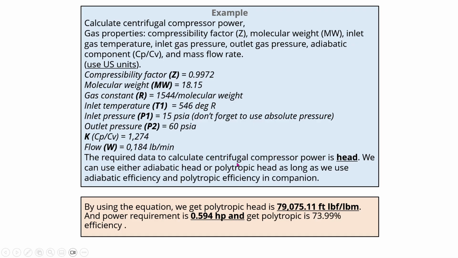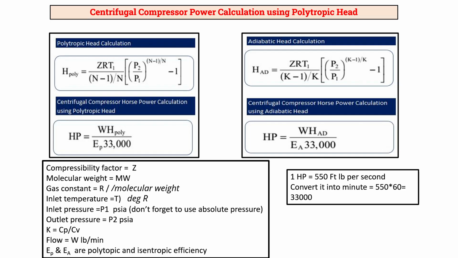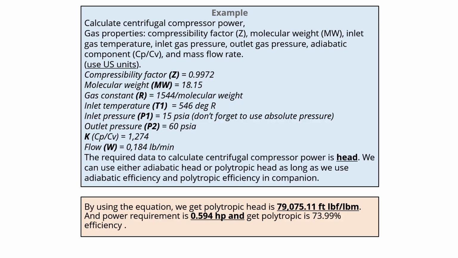These are the required data to calculate the centrifugal compressor power. Either we can use the adiabatic head or the polytropic head, as long as we use the adiabatic efficiency and polytropic efficiency in combination. This one is the polytropic head, and this one is the adiabatic head. This is the flow times the polytropic head, that is the polytropic brake horsepower, and this is the adiabatic brake horsepower.